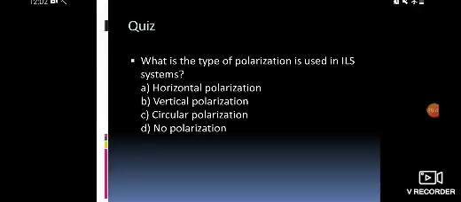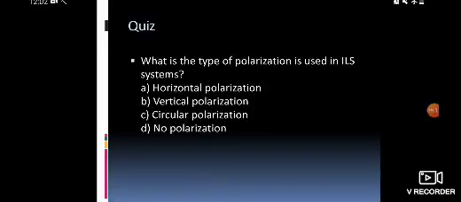What type of polarization is used in ILS systems: horizontal, vertical, circular, or no polarization? So what type is going to be used? The answer is horizontal polarization. Horizontal polarization is used in our ILS systems.